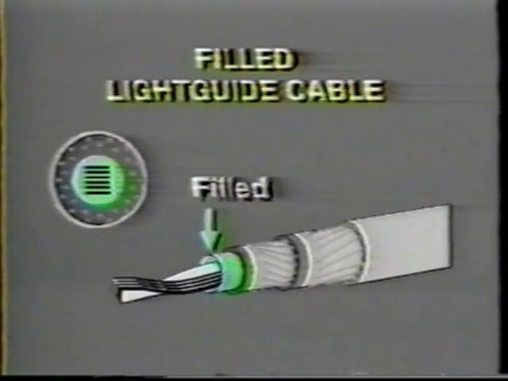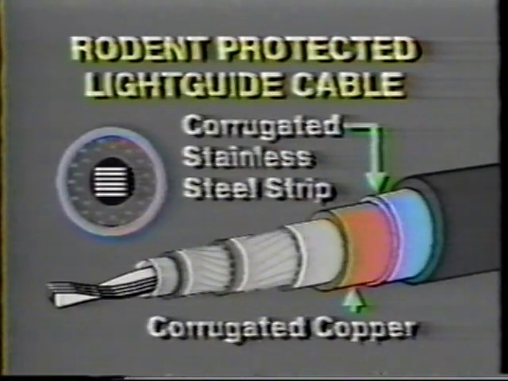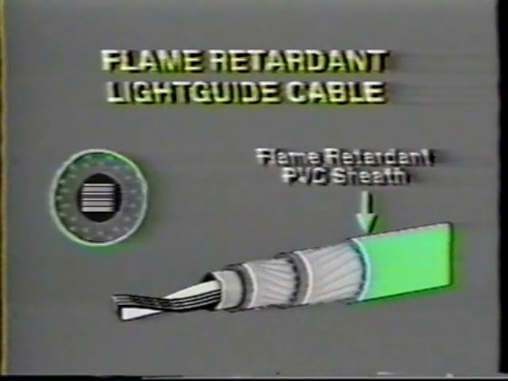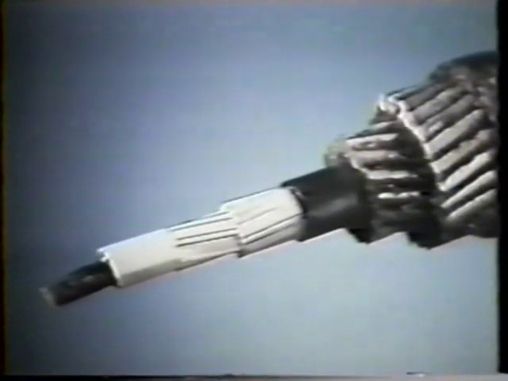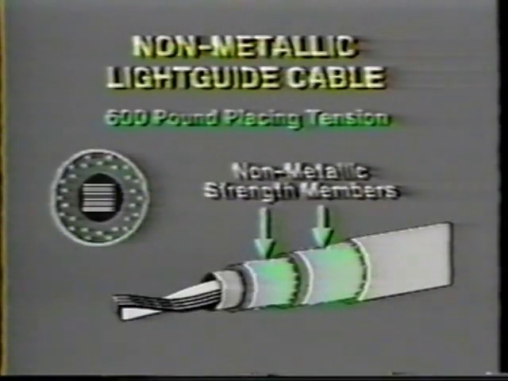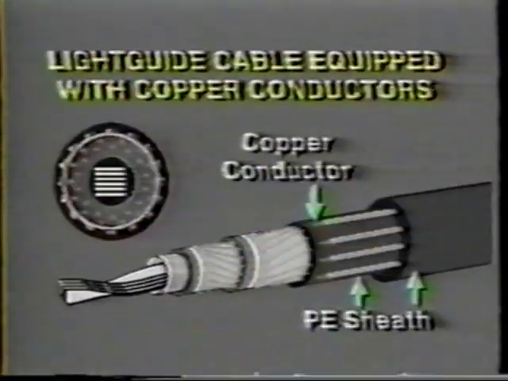There's gel-filled waterproof cable, rodent-protected cable, flame-retardant cable, even double-wire armored cable. Steel strength members may be replaced with non-metallic strength members, and copper wire pairs may be included for talk circuits to be used during the installation phase.